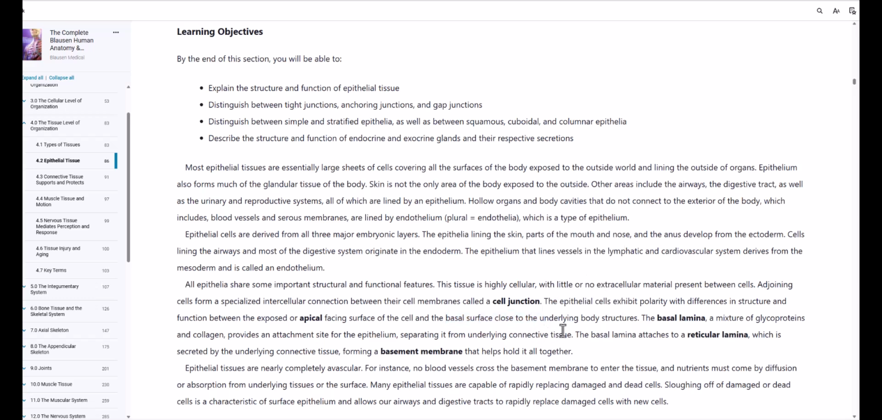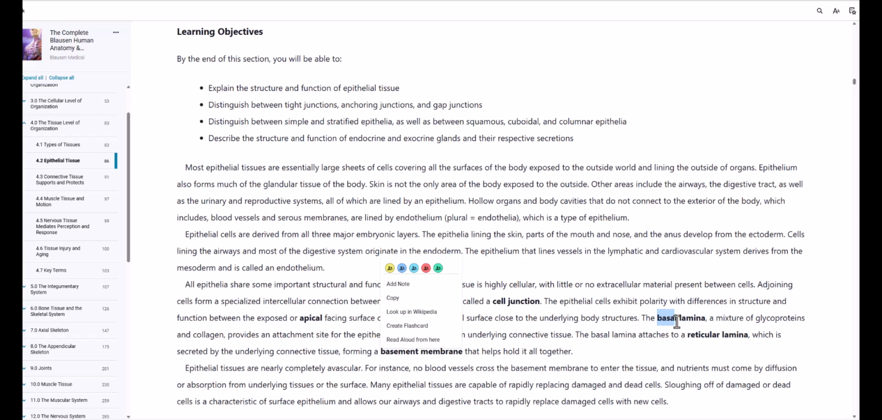Now, when we talk about epithelial tissues, another feature of epithelial tissues is they always sit on top of an underlying connective tissue. And where an epithelial tissue and a connective tissue meet is called the basement membrane. Now, the basement membrane is actually formed by both layers. So the basal lamina, right?